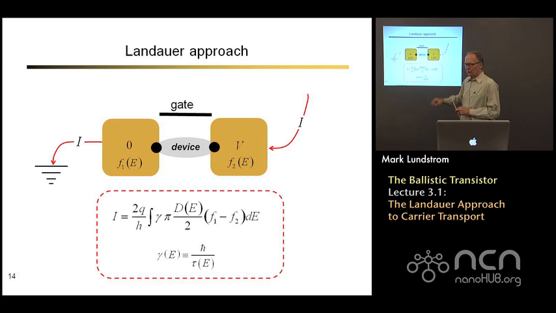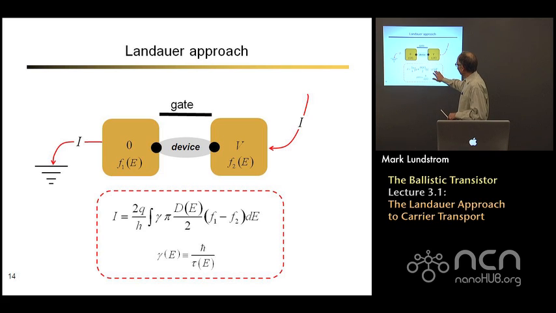It's h bar over that characteristic time that describes the rate at which we can get charge in and out of the device. So this will look a little bit to you like an uncertainty relation: delta E, delta t is equal to tau. So gamma has the units of energy.